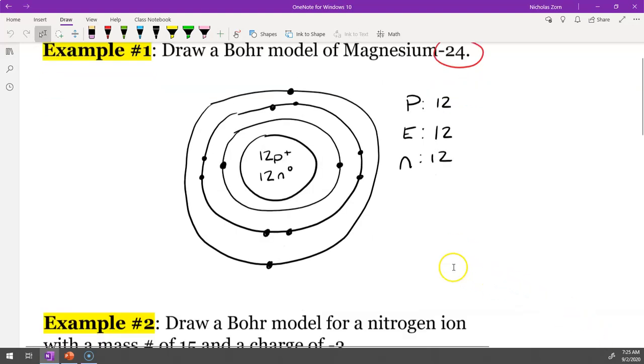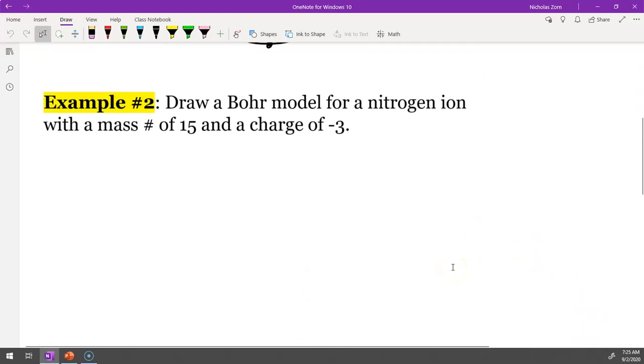All right, let's try another one. Draw a Bohr model for a nitrogen ion with the mass of 15 and a charge of -3. Let's start with our nucleus. If you look up nitrogen on the periodic table, it has 7 protons. Now, if we have a mass of 15, if we subtract our 7 protons from that mass of 15, we end up with 8 neutrons.